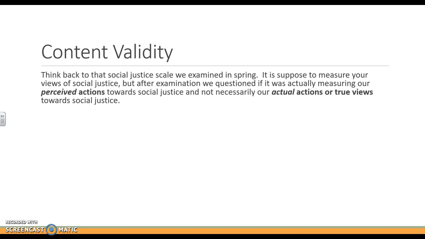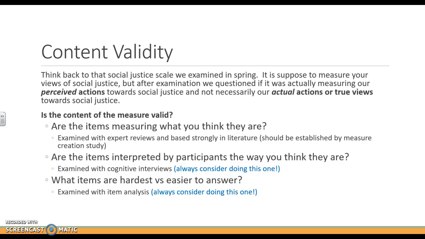So if you think back to the social justice scale that we examined in the spring, the idea with this scale is that it was going to be measuring your views of social justice. But we really picked apart that survey item by item and discussed it. And we really questioned it. We think that it's actually measuring perceived actions, so my perception of how I act on social justice, and not necessarily my actual actions or my true views of social justice. That scale also had issues because there was a lot of socially desirable answers to certain items. So that's what content validity is asking. Are the items actually measuring what we think that they are?